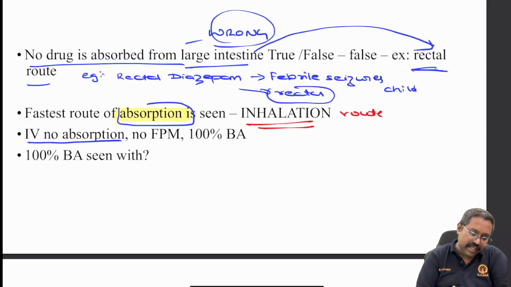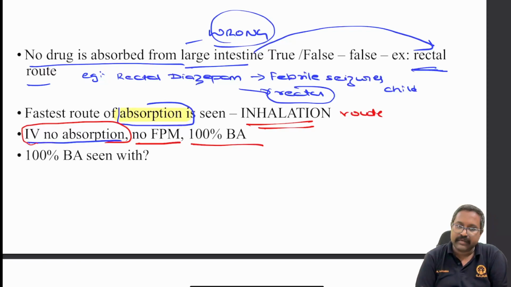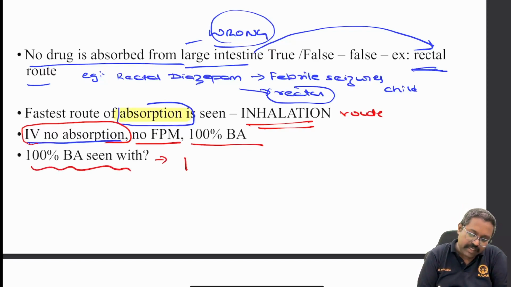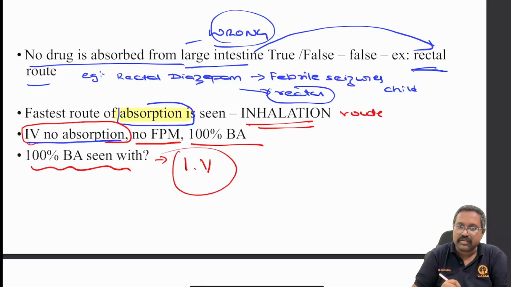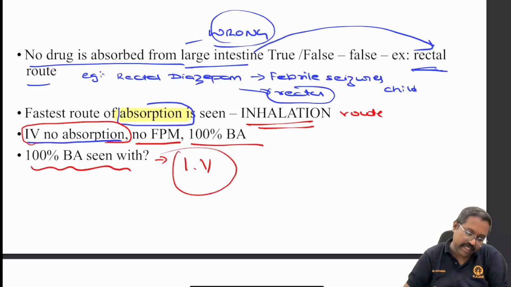Since the IV route has no absorption, because it directly enters the systemic circulation itself, it has no first pass metabolism, you should remember, and it has 100% bioavailability. So 100% bioavailability is always seen with the intravenous route. This you should keep in mind.